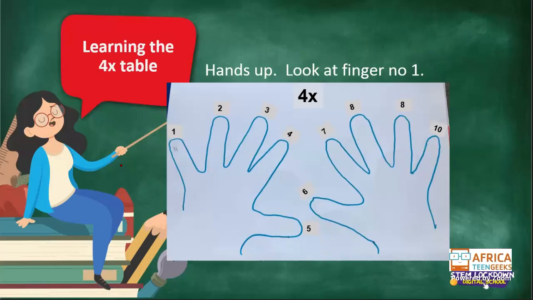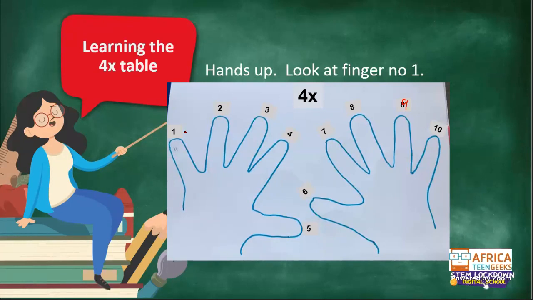Now, today we're going to learn the 4 times table. Can you remember hands up? You remember the little finger is number 1. Finger number 1 is the pinky finger of your left hand. Finger number 2, 3, 4, 5. Then the other hand, the thumb is finger number 6, 7, 8, 9, and finger number 10. Okay, now we're just going to do the first 5 on the 4 times today.